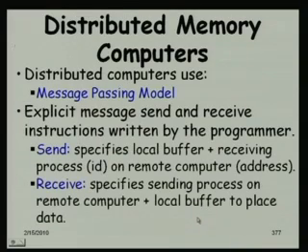The distributed computers use a message passing model, and here the programmer has to write explicit send and receive instructions, right. Whenever the data is located on a different processor, the programmer needs to write receive and send commands.